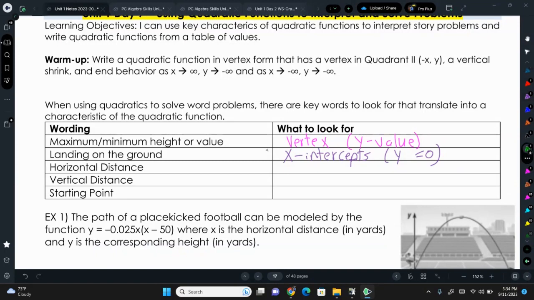Horizontal distance, we're looking in the x direction, x values. And then the vertical distance, that's going to be y values. And then finally, your starting point is going to be your y-intercept, or when x is equal to 0. In standard form, it's very easy to find the y-intercept because it's your c value, but in any other function, we can just plug in 0 for x to find that y-intercept.